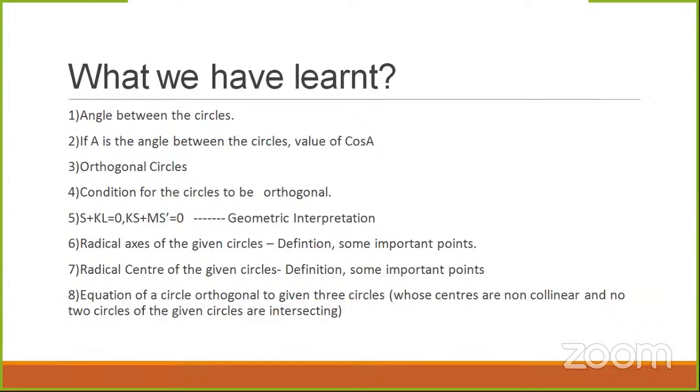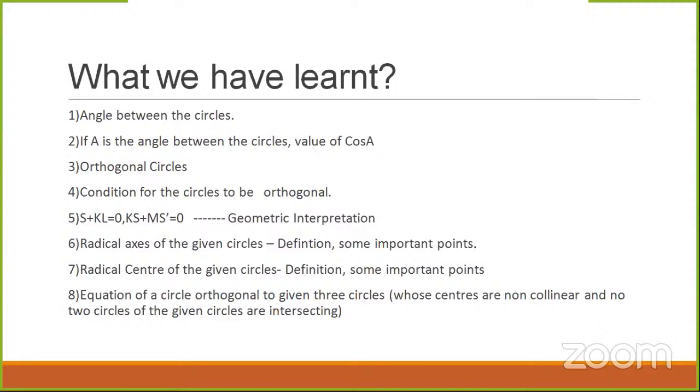We have learned that 2 circles will intersect each other if the distance between their centers lies between the absolute value of the difference of their radii and the sum of their radii. That is, when mod r1 minus r2 is less than c1c2 is less than r1 plus r2, the 2 circles intersect, and at those points of intersection tangents can be drawn, and the angle between such tangents is the angle between the circles. And if theta is such an angle, then we have got the value of cos theta as d square minus r1 square minus r2 square by 2 r1 r2.